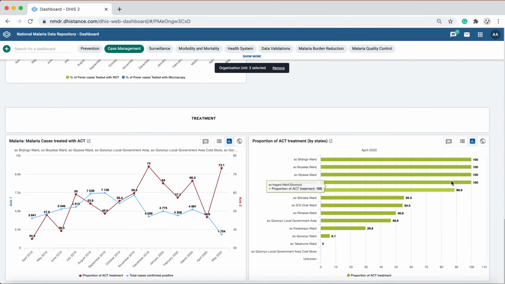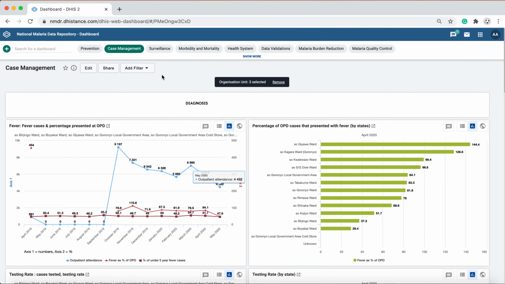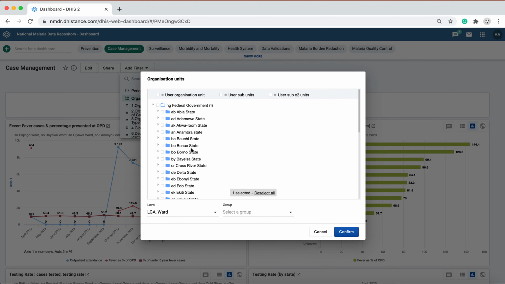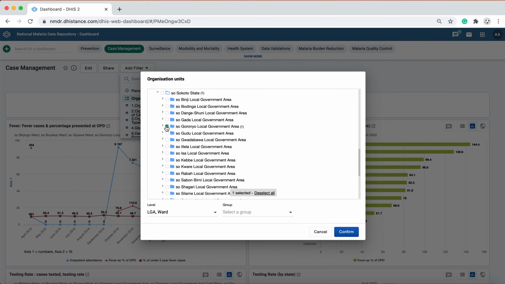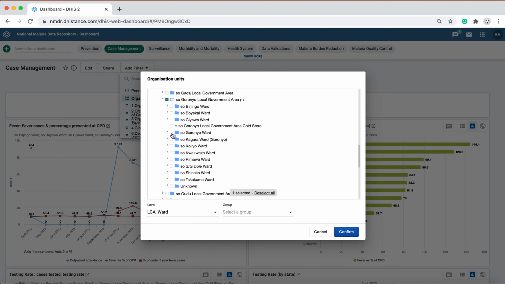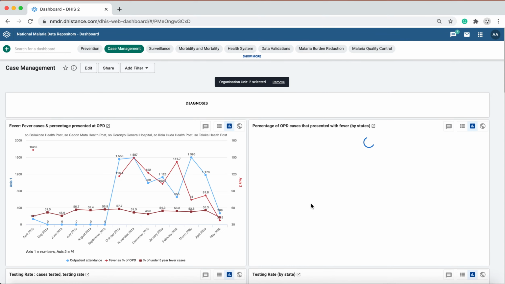You would see that almost four LGAs are presenting 100%, but then others are presenting 6%. So you want to see what's happening in Goronyo. You quickly go back under the add filter to understand what's happening under the ward that has an uptake of 6%. So you do a drop down here to go to Goronyo, then click on this and deselect, and you want to see the data by facility. You quickly select facility and then click confirm.